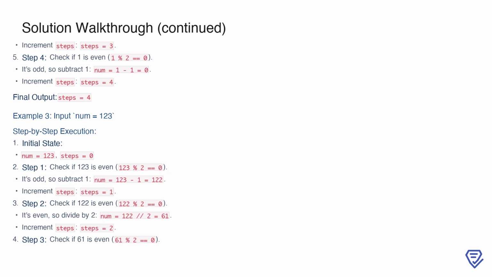Now with number equals 1, we check if it's even, and since it isn't, we subtract 1 to reduce it to 0. This brings the total step count to 4. The final output for this example is steps equals 4.